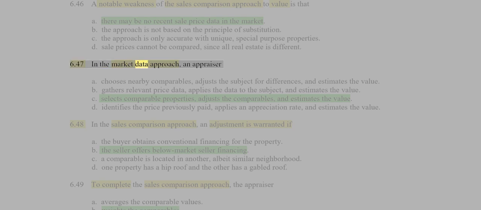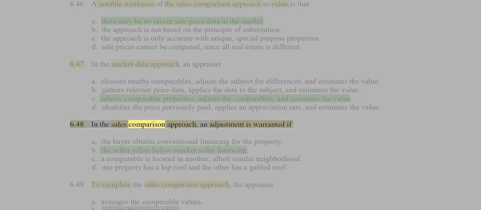6.47 In the market data approach, an appraiser A. Chooses nearby comparables, adjusts the subject for differences, and estimates the value. B. Gathers relevant price data, applies the data to the subject, and estimates the value. C. Selects comparable properties, adjusts the comparables, and estimates the value. D. Identifies the price previously paid, applies an appreciation rate, and estimates the value.